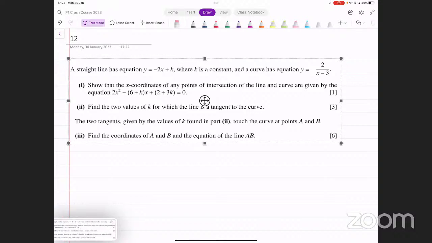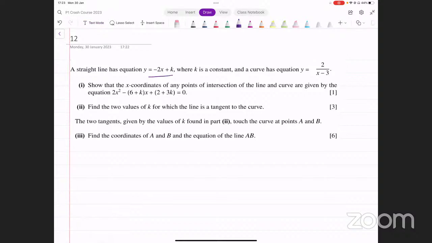All right, so this is what we've got. A straight line has this equation, y equals minus 2x plus k, where k is a constant, and the curve has this equation. Show that the x coordinates of any points of intersection of the line and the curve are given by this equation. Now, how do you do that? This is the line, this is the curve. How do you find points of intersection?